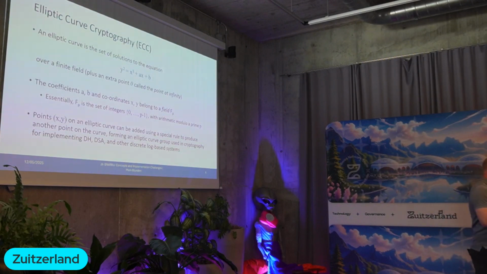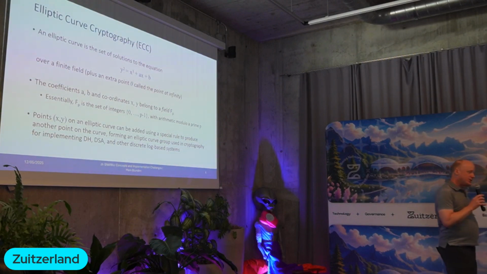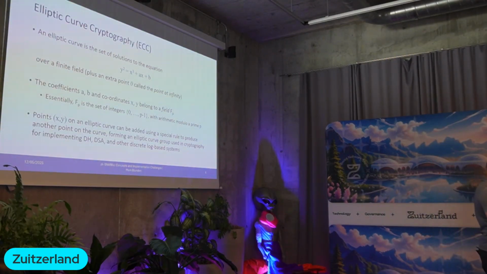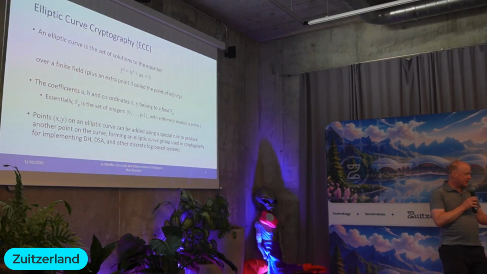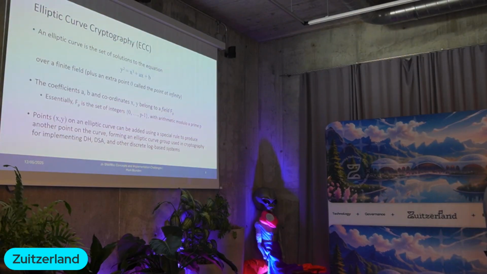An elliptic curve is the set of all solutions to an equation of the form y squared equals x cubed plus ax plus b, which we define over a finite field. By solution, we mean a pair x and y that satisfies that equation for a given choice of a and b. And we call a solution to this equation a point on the curve.